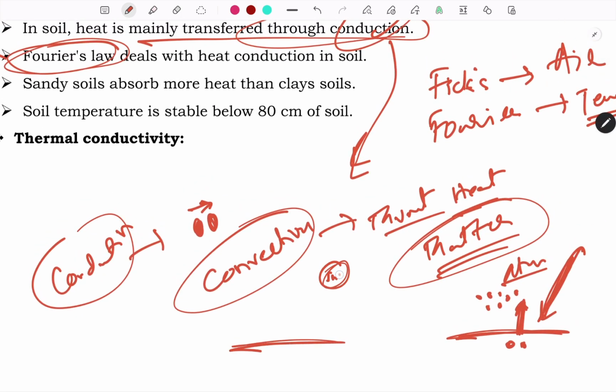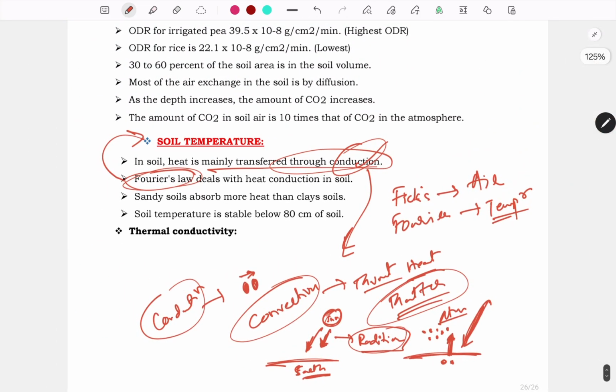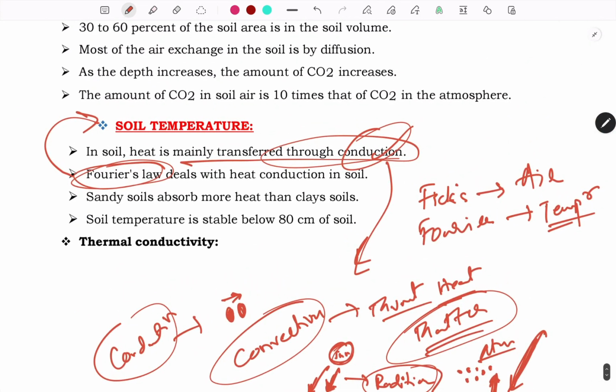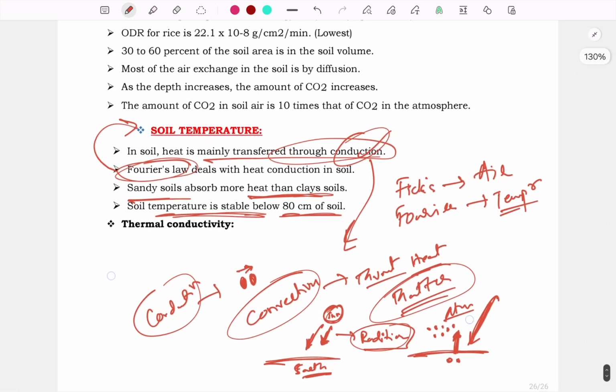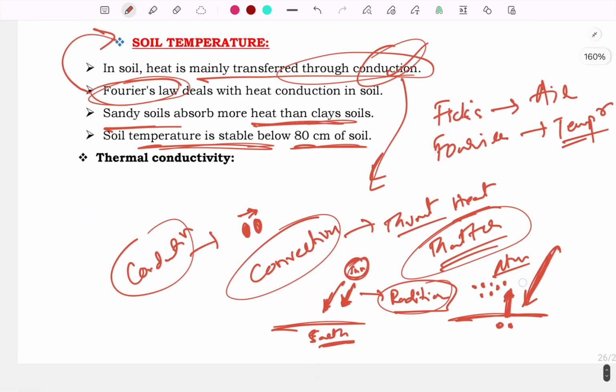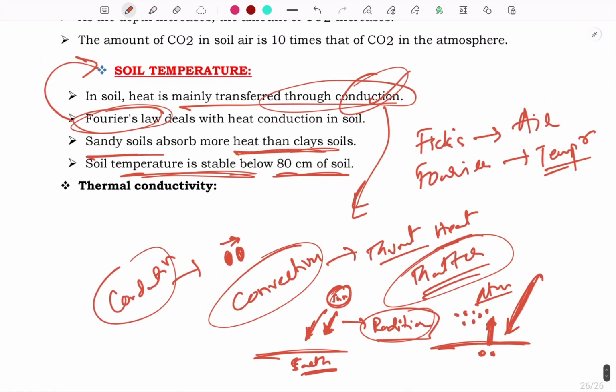Again, here is the sun. For example, sun rays will be coming to the earth, and this is called radiation. So these are the three types of heat transfer. In soil, mainly conduction happens. Sandy soil absorbs more heat than clay soil, and the soil temperature is stable below 80 centimeter of soil, because the soil heat or sun rays cannot go there.